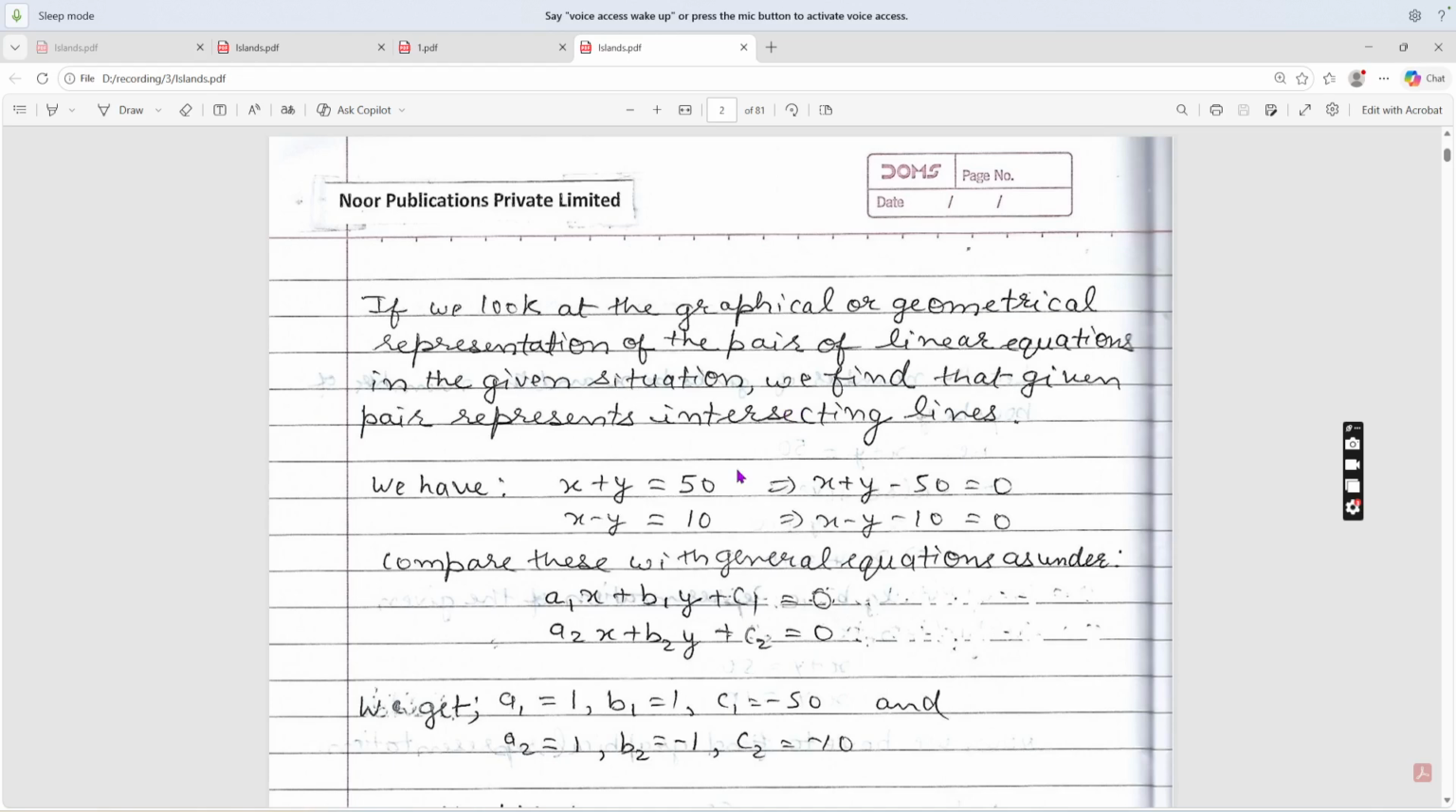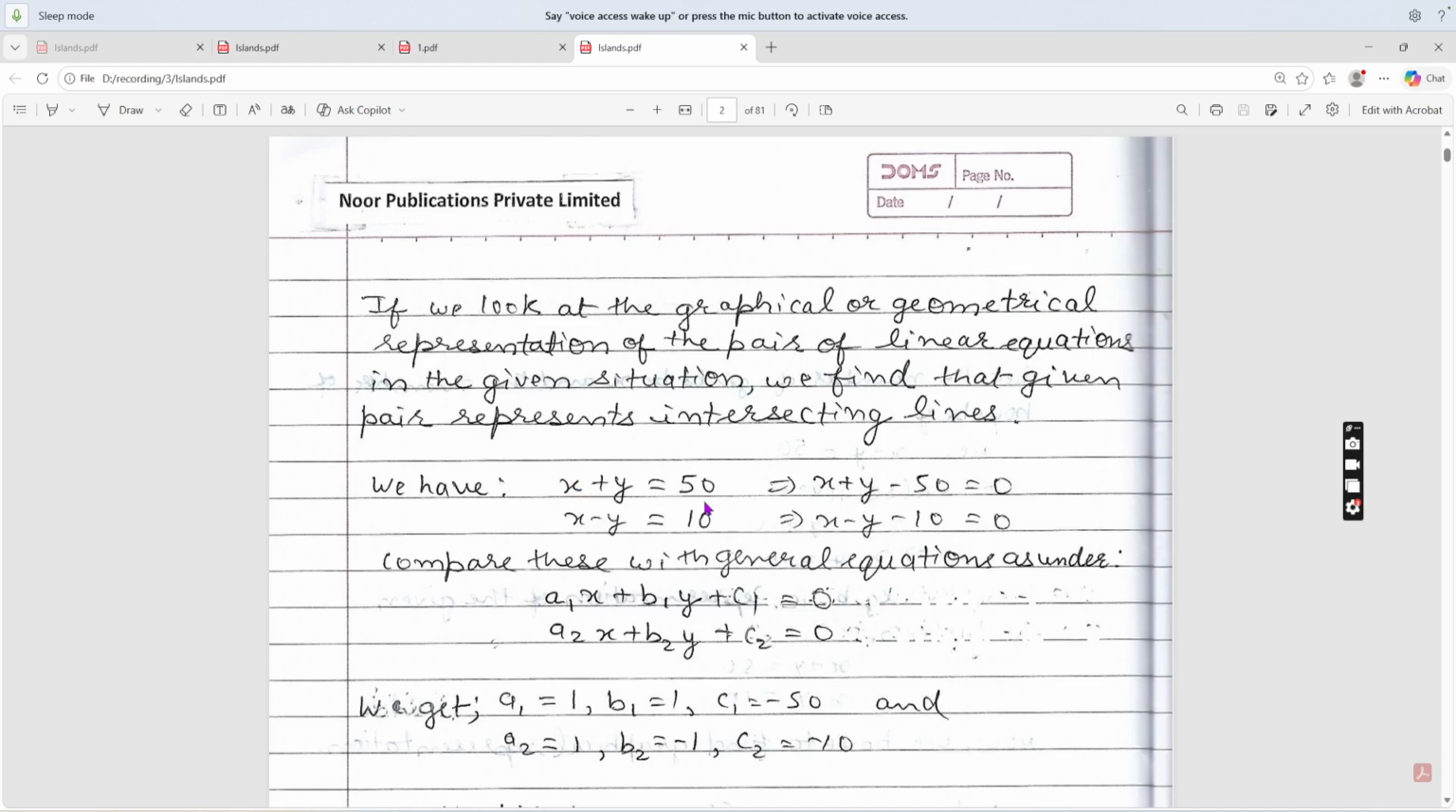If you remember, we have done in the introduction that a1 upon a2 is not equal to b1 upon b2, then the system of lines would be consistent and they would give us exactly one value and the system of equations would have unique solution.